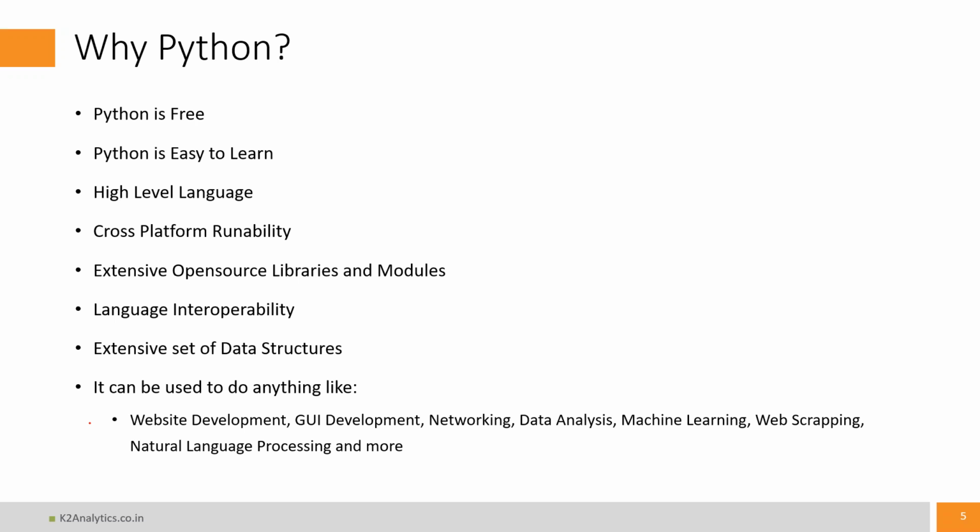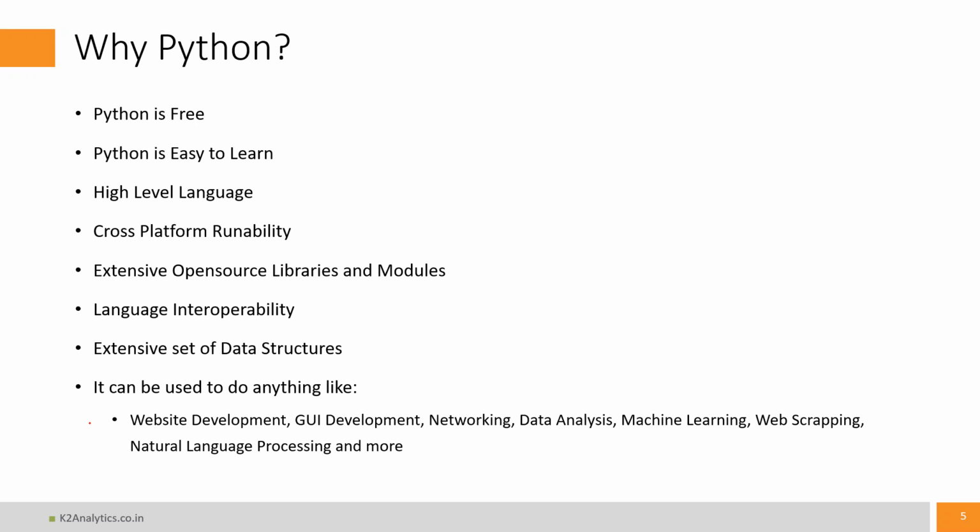It can be used to do anything, like, as I mentioned in the previous slide, it's a general purpose programming language. So Python can be used for website development. Python can be used to create graphical user interfaces. Python can be used for network programming. Python can be used for data analysis. It can be used for machine learning. It can be used for scraping of data from websites, it can be used for natural language processing, and so on. It can be used for many other purposes. That's the reason why Python is called a general purpose programming language. Okay, so this is what and why.